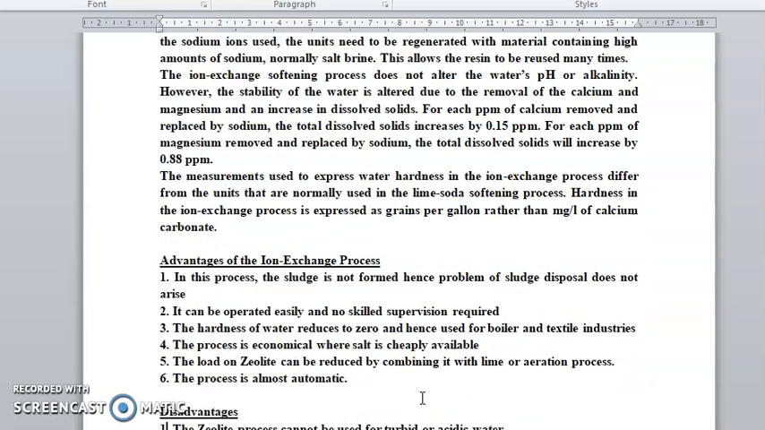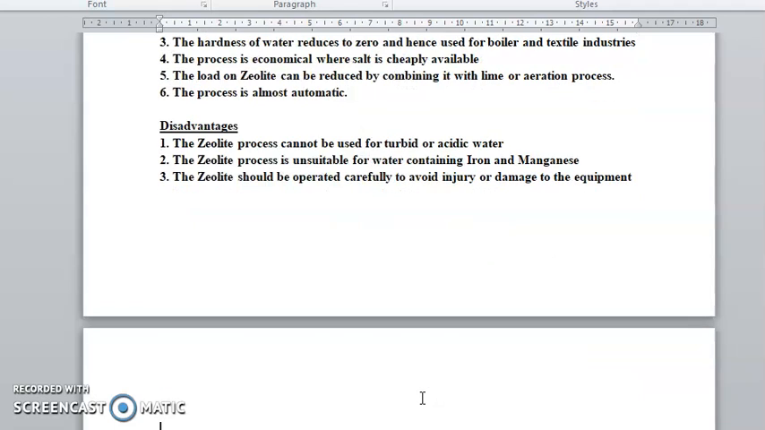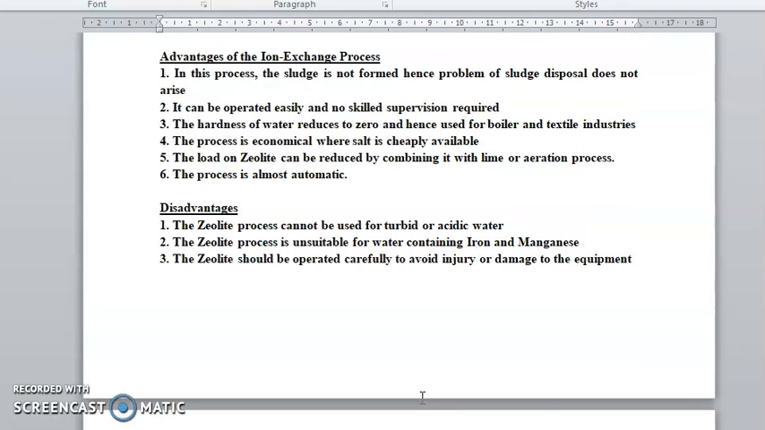Advantages of the ion exchange process, very important. In this process sludge is not formed and the problem of sludge disposal does not arise. It can be operated easily and no skilled supervision is required. The hardness of the water is reduced to zero, hence it is used in boiler and textile industries. The process is economical where salt is cheaply available.